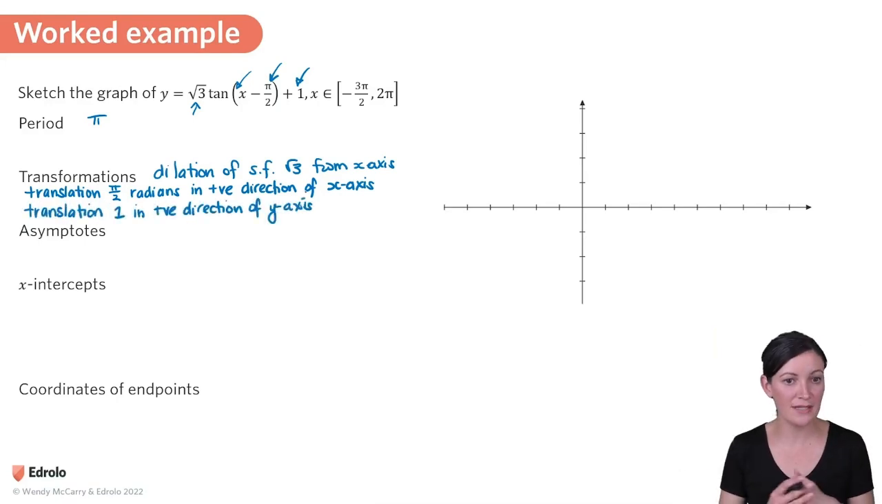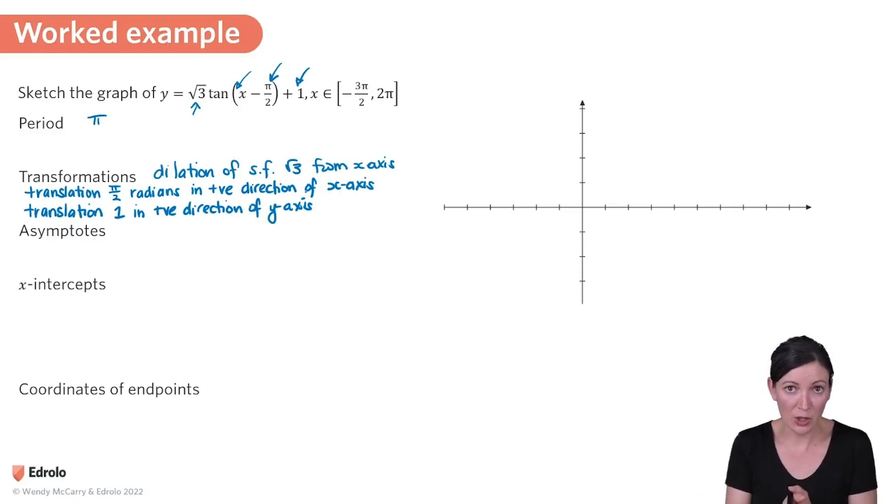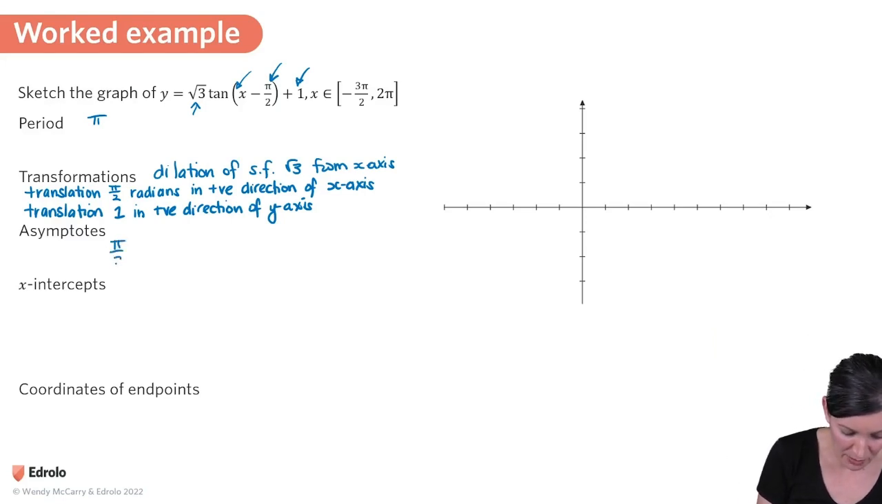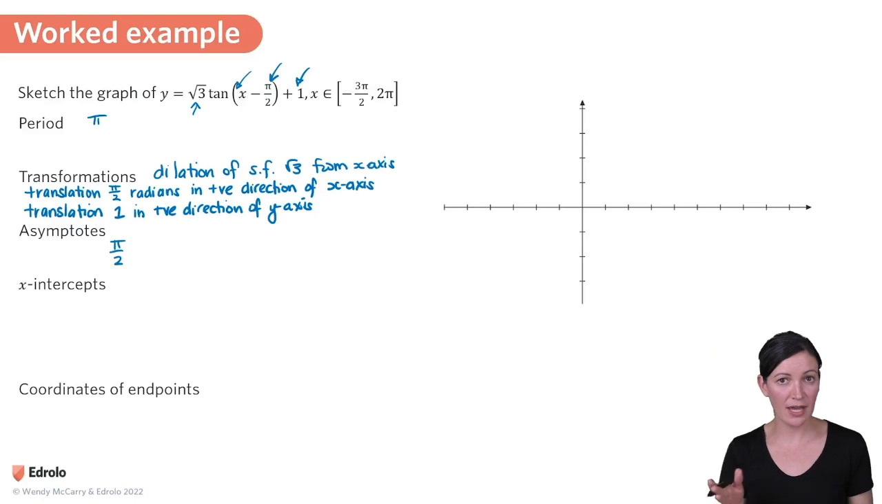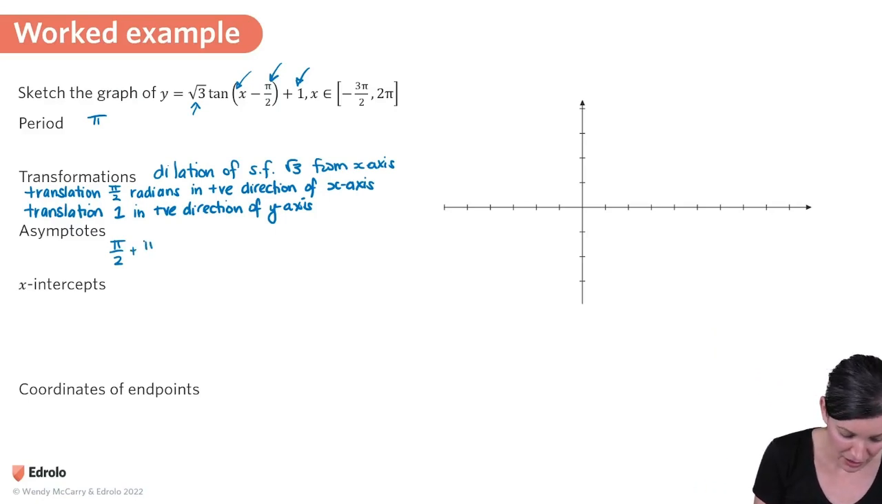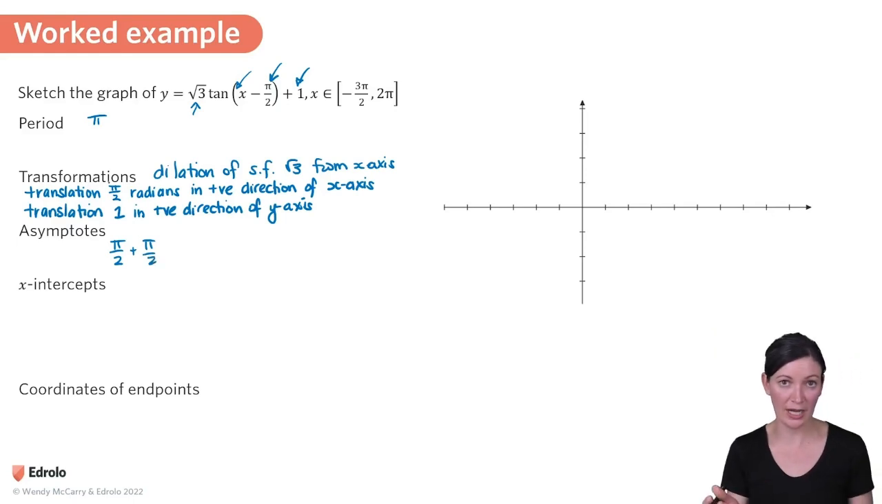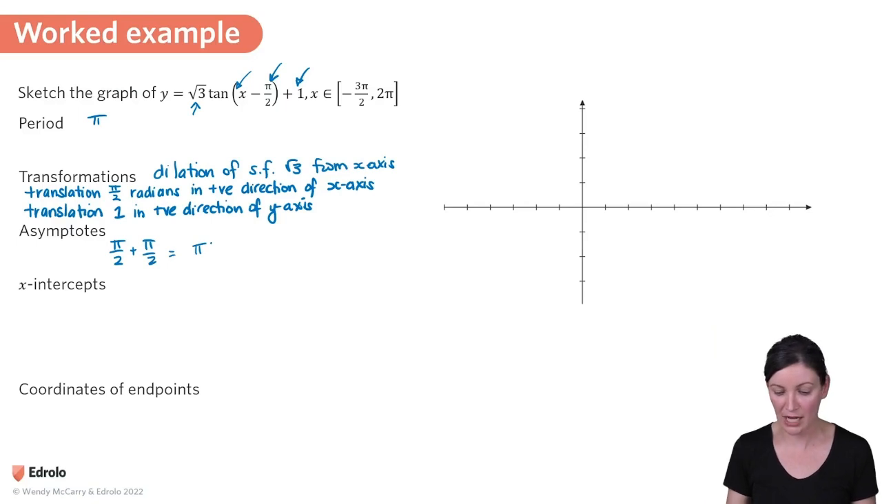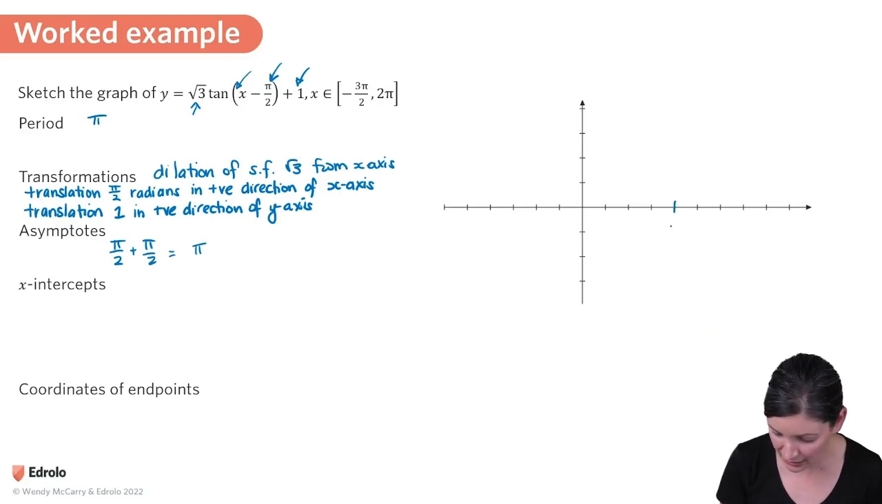Okay, so the next thing we should consider is our asymptotes. Now, because there's no change to the period, the asymptotes are still going to repeat every pi radians, okay? Now, usually our first asymptote is at pi on 2 radians, okay? So normally our first one is at pi on 2, but because we have that horizontal shift, we're going to actually add that shift, which was pi on 2 radians, to get our first asymptote at pi.